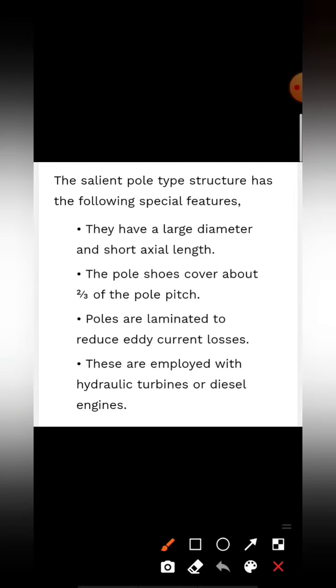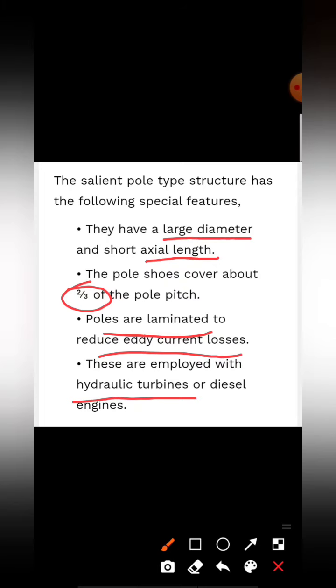The salient pole type structure has the following special features. They have a large diameter and a very short axial length. The pole shoes cover about 2/3 of the pole pitch, and the poles are laminated to reduce eddy current losses. These rotors are employed with hydraulic turbines or diesel engines.